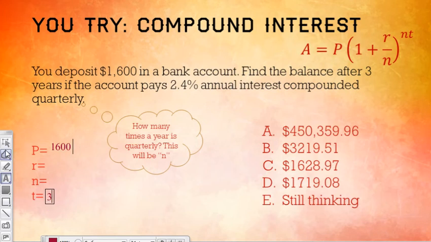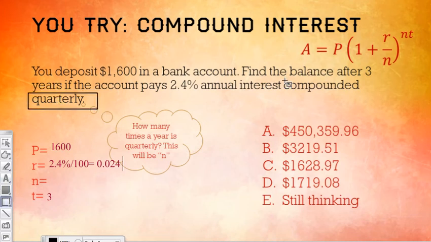That's my T. If the account pays 2.4%, there's my rate. 2.4%, but remember we have to divide that by 100 to get our decimal. So that's going to give me 0.024. And then it says it's annual interest and it's compounded quarterly. So here's how often it's compounded. So my N value is going to be 4.